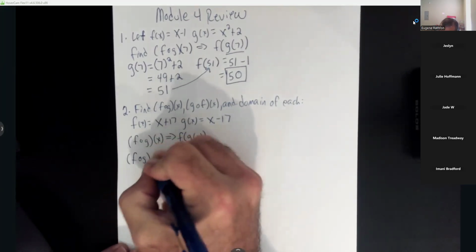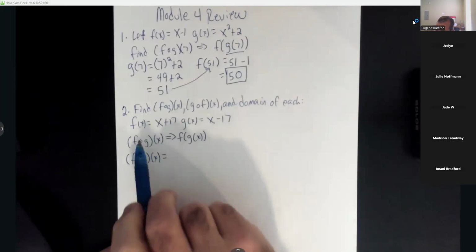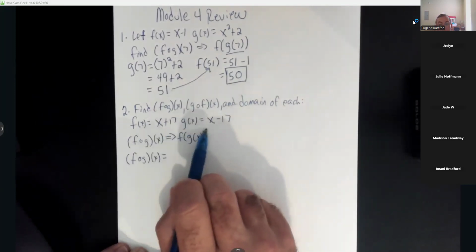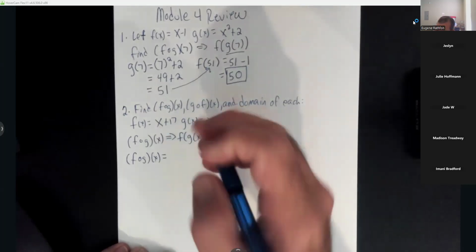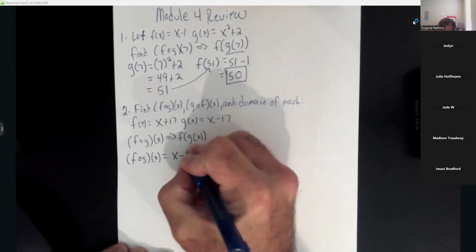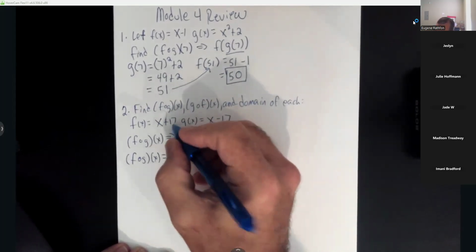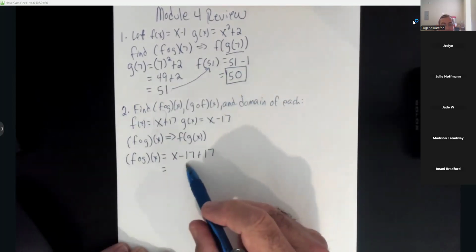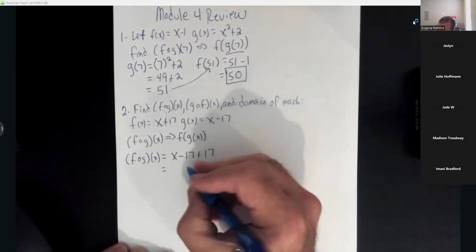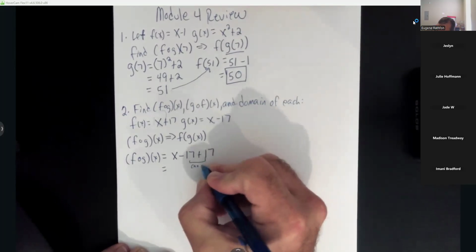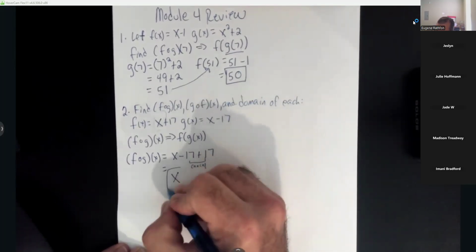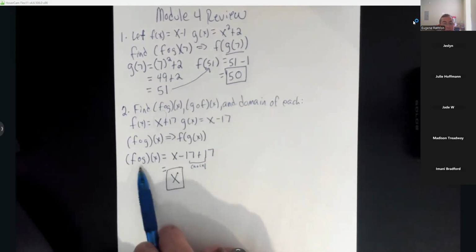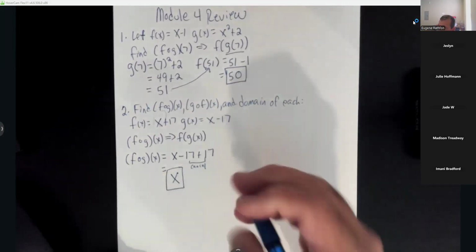F composed g of x. So you're going to take the f function and put the x minus 17 in for the x. So that's going to give us x minus 17. That's the x. And then we got a plus 17. And y'all remember this one is the one where these canceled. So our final answer will be x. Okay, so the numbers cancel and we're only left with the x on that one. So f composed g of x equals x.